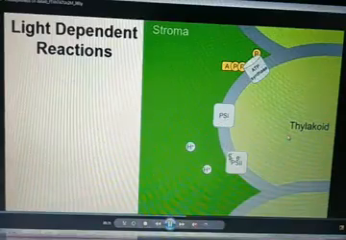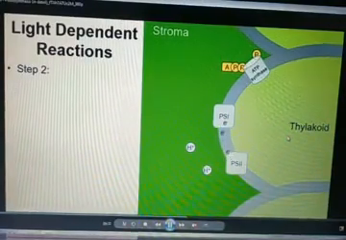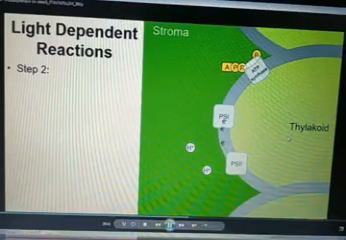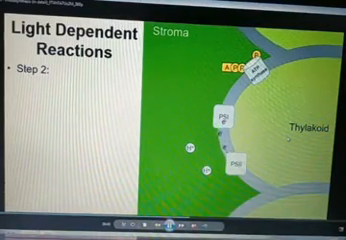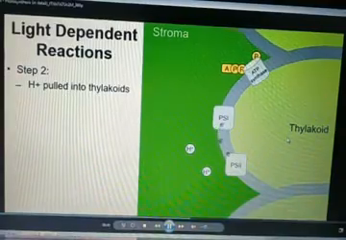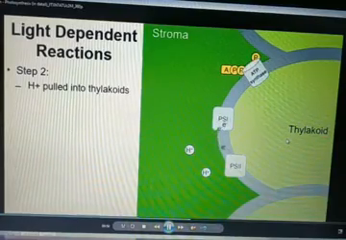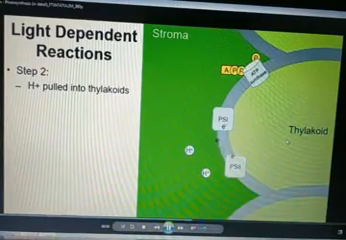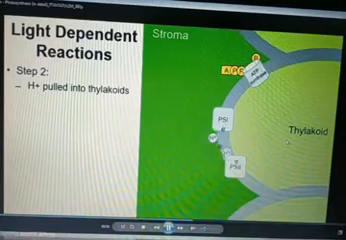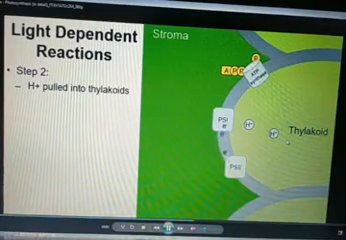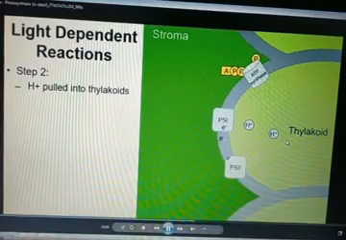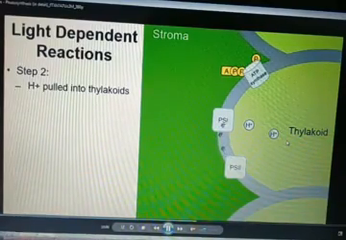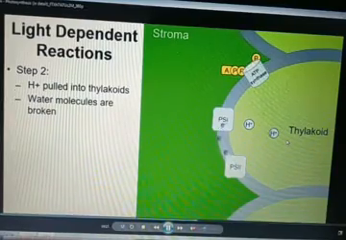Now here in the second step, there are some hydrogen ions in the stroma. These hydrogen ions play an important role. As the electrons move through the thylakoid membranes, they also turn on the protein pump. The hydrogen ions will be pulled inside the thylakoids. As you can see here, they got pulled inside, and a large concentration of hydrogen ions will be there inside the thylakoid.